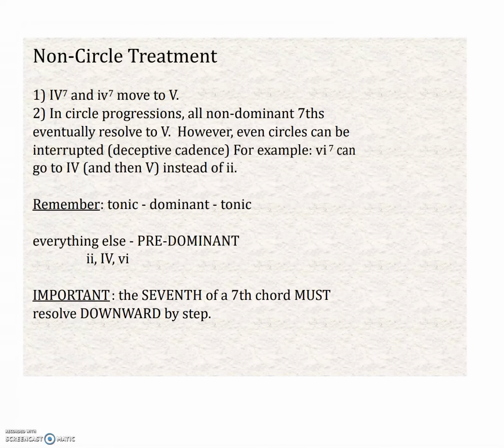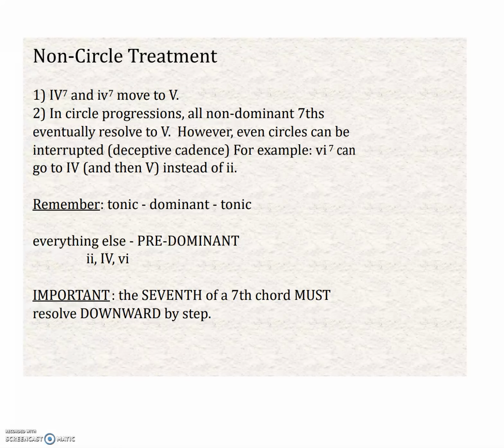Occasionally, you might have a non-circle treatment of a seventh chord. 4-7, and minor 4-7, would always move to 5. In circle progressions, all non-dominant sevenths eventually resolve to 5. See, everything eventually goes to 5. However, even circles can be interrupted, like a deceptive cadence. For example, 6 can go to 4 and then 5 instead of 2.